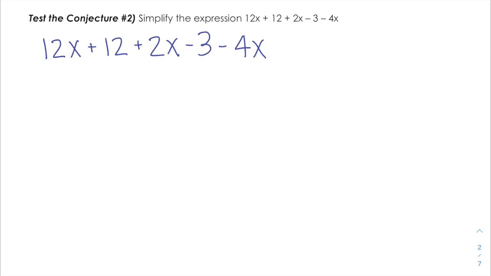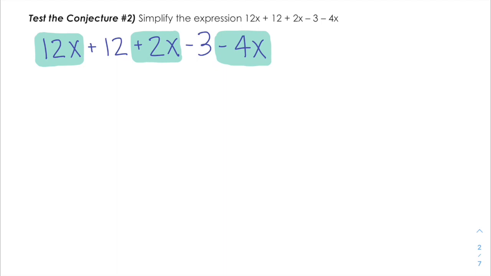When we are highlighting or circling or marking up these like terms, it's really important that if it has an operation symbol in front of it, you keep that operation symbol with it. I'll start here at the back where we have a minus 4x, because when we combine like terms, we're going to have to take away 4x. So it's important to keep that operation symbol with it. We've got the positive 2x, and we have positive 12x. By default, we know that's positive because there's not a negative sign in front of it.